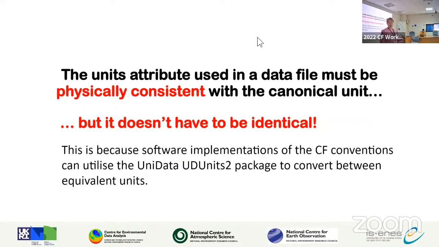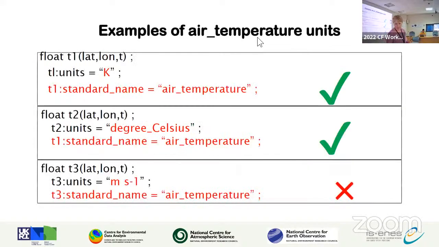So to answer the user question, what do I do if my data aren't in the canonical unit? You can use another unit as long as it's consistent with the canonical unit. And this is because we have the Unidata UDUNITS-2 package, which the CF conventions rely on a lot. And that package has information about converting between different units. I'm sure people are familiar with this. So it means you can do things like this.